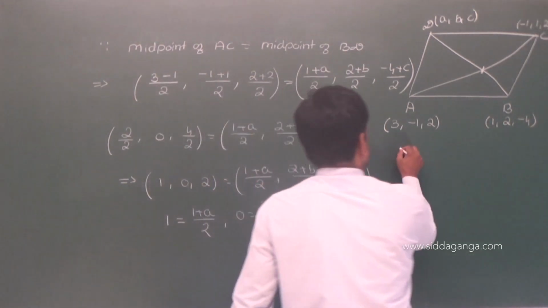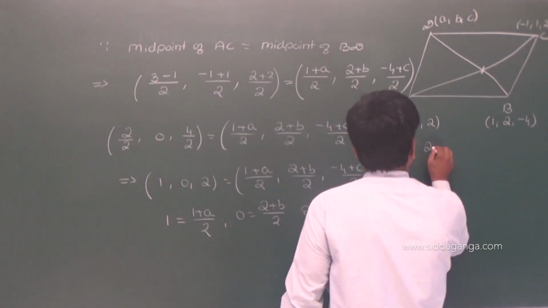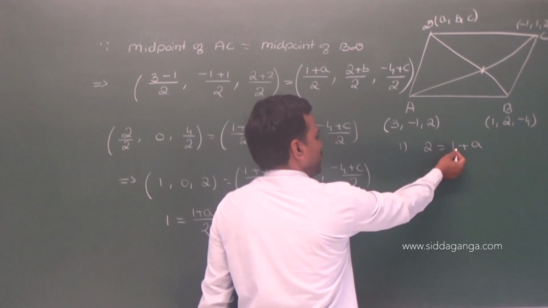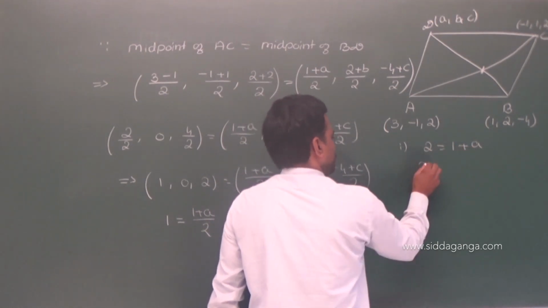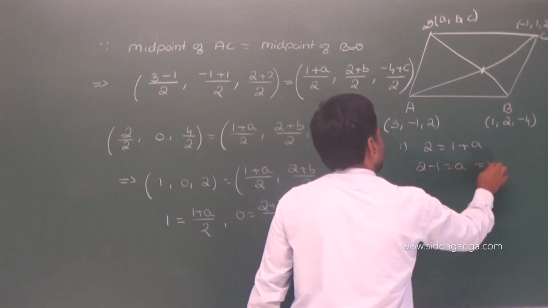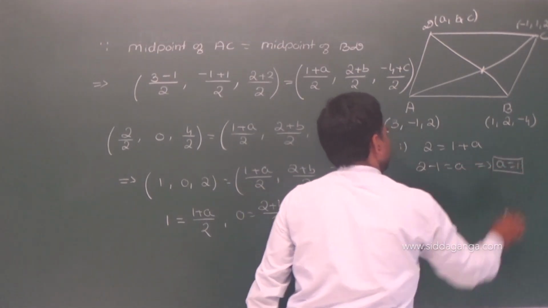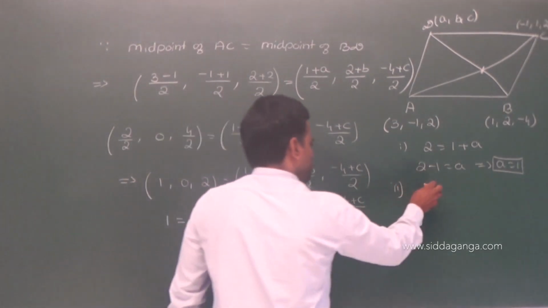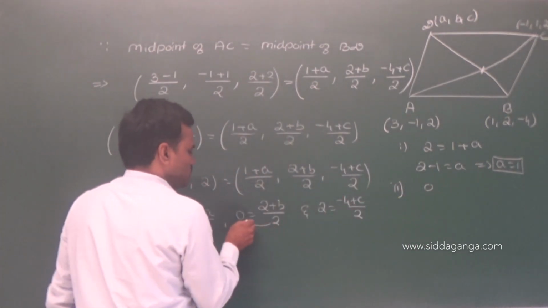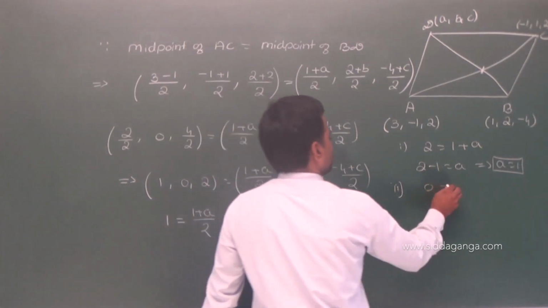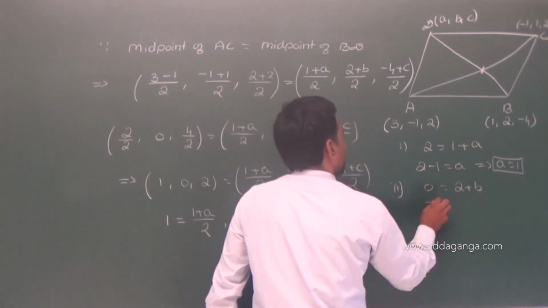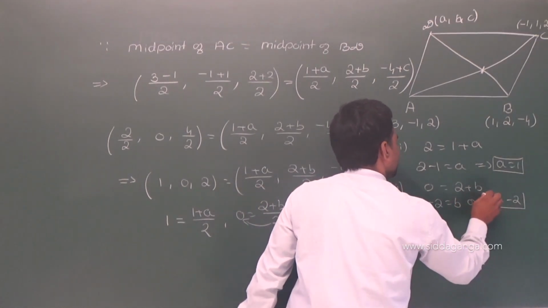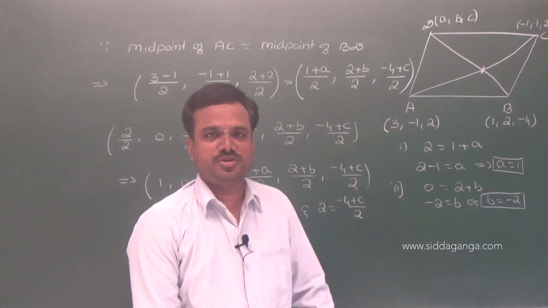First one, on cross multiplying, 2 is equal to 1 plus a. Shifting 1 from right side to left side, 2 minus 1 is equal to a, so a is equal to 1. Similarly, the second value: on cross multiplying, 0 into 2 is 0, so 0 is equal to 2 plus b. Minus 2 is equal to b, so b is equal to minus 2.